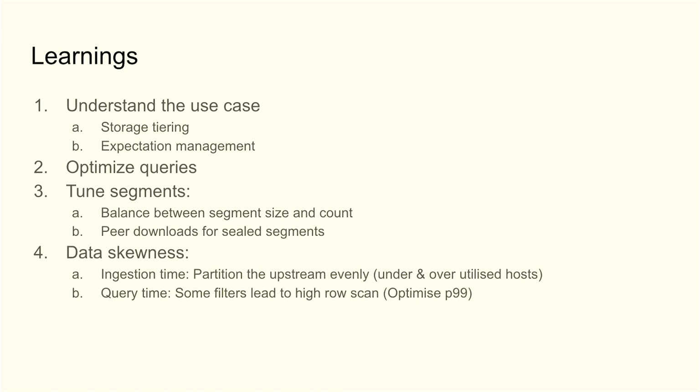We were able to identify what are the tier 0 use cases and tier 1 use cases. And based on that, we provided storage tiering. For example, the most recent data has to be queried more frequently, so that's why we did storage tiering over here. Our offline tables are served from high IO machines, and our real-time tables are served from high CPU machines.